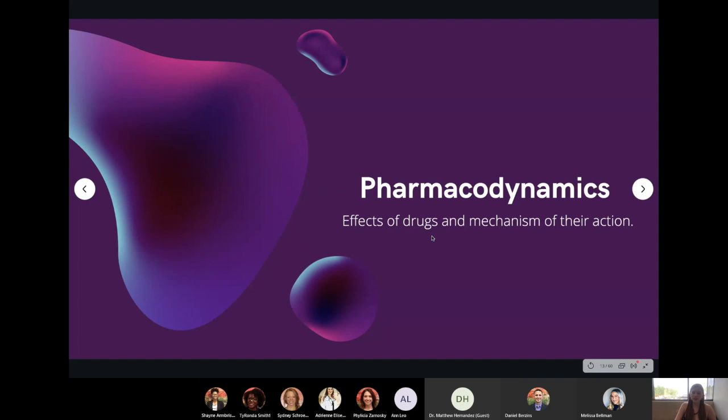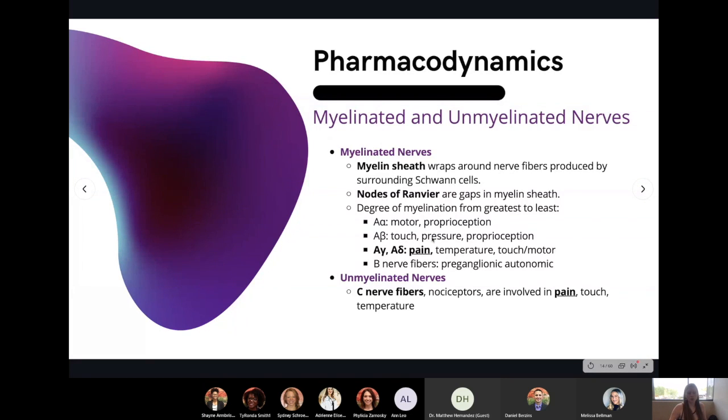The next term, pharmacodynamics, refers to the effect of drugs and their mechanism of action. This next section is a quick review of some neuroanatomy and physiology and then how it relates to local anesthetics. So nerves are organized into two major types based on anatomy, myelinated and unmyelinated. Myelin increases the speed of the signal from the periphery to the brain. These are the following classifications of nerves based on their degree of myelination from greatest to least, shown here. So the three that are relevant to pain are alpha gamma, alpha delta, as well as the C nerve fibers.